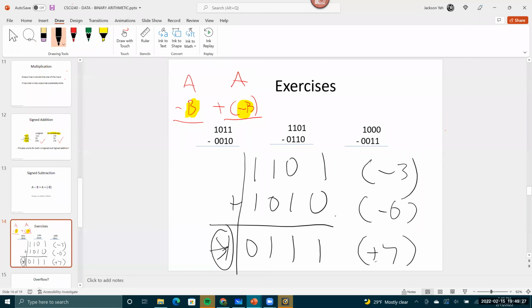Which is, yeah, it is an overflow. So good. So it looks like we had an overflow bit and the answer is wrong. So we said this must be overflow. Okay, so now we're going to do the last problem.